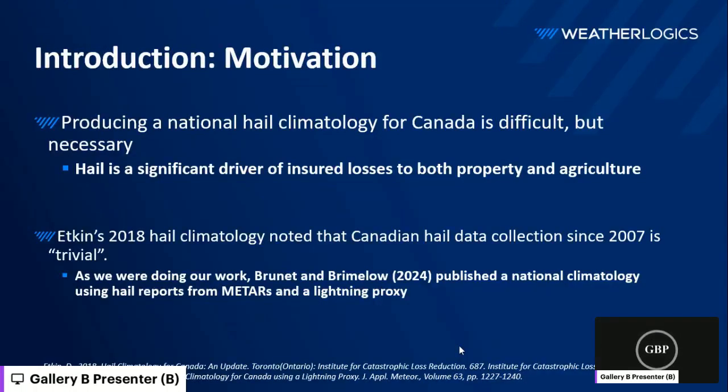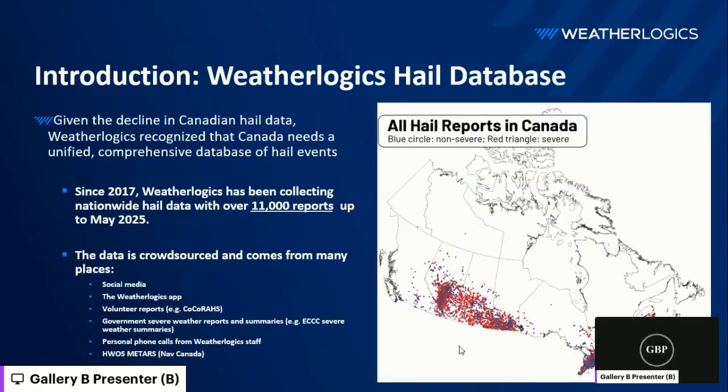Here in Calgary it could be billions of dollars. Now, doing a hail climatology is challenging because we don't have a lot of data anymore. One of the most recent climatologies, from Etkin in 2018, noted that hail data collection in Canada is now trivial from our public sources. And Brunet and Brimelow, who recently published a hail climatology as we were doing our work, were able to use data from airports, or METARs, but that data is more limited.